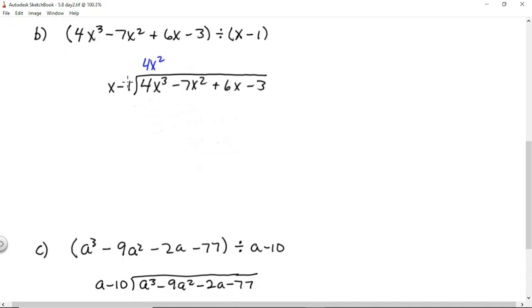That's the number that times x will give us the 4x cubed. So we take that 4x squared times x minus 1. 4x squared times x is 4x cubed. It's positive 4x cubed, so we write down negative 4x cubed. X squared times negative 1 is negative x squared, so we write positive x squared. Just write the opposite and then add vertically.